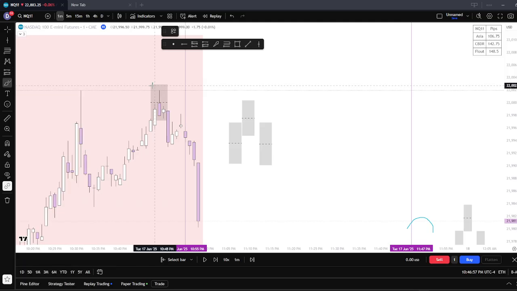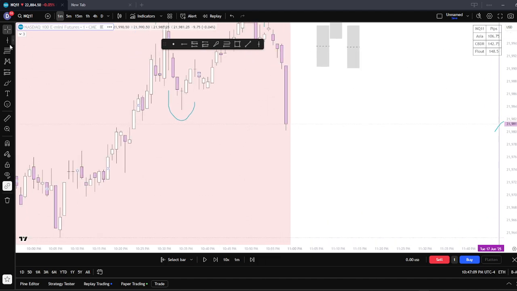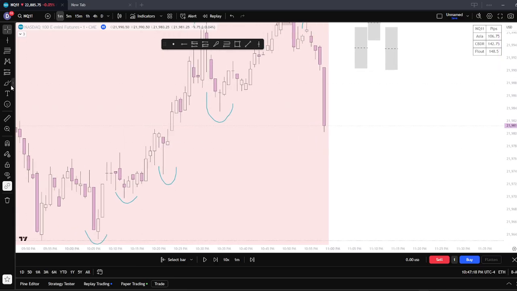Because if you look, we created that little swing formation. This is a swing high. This is a swing low. This is a swing high. 3 candles under that one. I'll look for some more. You could even say this is a swing low. This is a swing low. This is a really nice swing low. Swing high, right here. Swing high, right here.